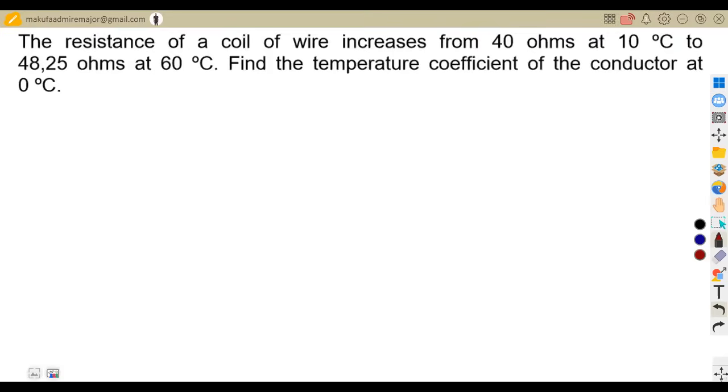Let us check another part. We are given that the resistance of a coil wire increases. So take note, it's increasing from 40 ohms at this temperature to 60 degrees Celsius. Find the temperature coefficient of the conductor at, take note, we are back again, 0 degrees Celsius.